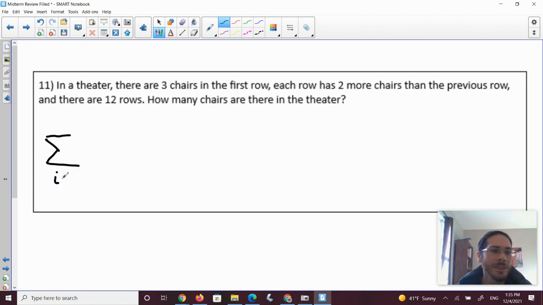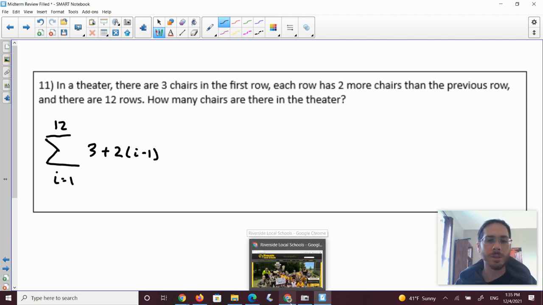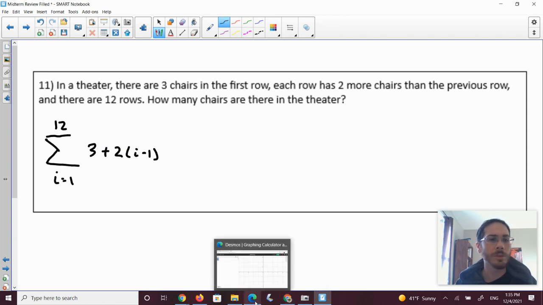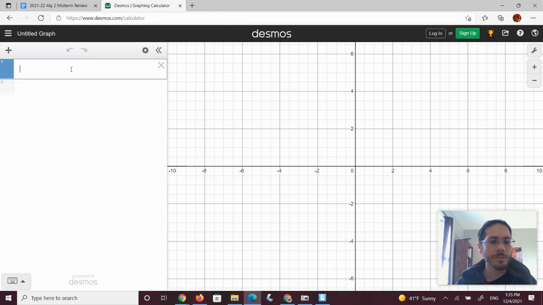Because it tells us that we've got 12 rows, and our function's very nice because it tells us that we've got 2 more chairs than the previous row, and we've got 3 chairs in the first row, so 3 plus 2i minus 1. I got to bring up Desmos, but we're just going to throw this into our calculator. This is a really good one for sigma. So let's get that going.